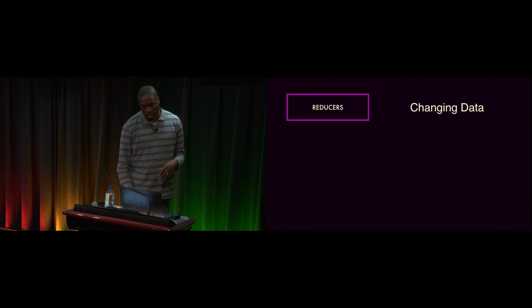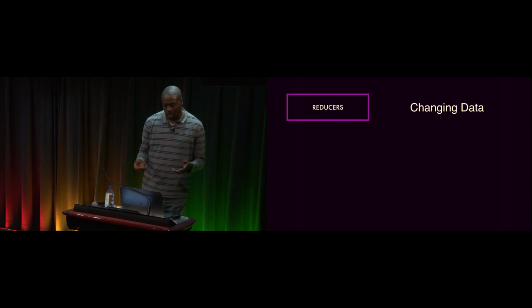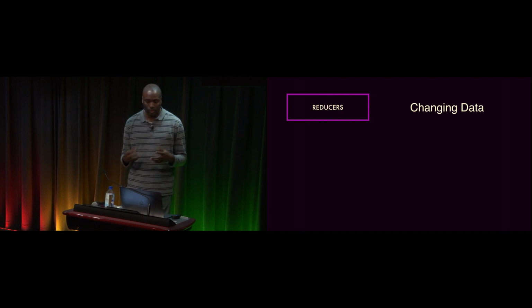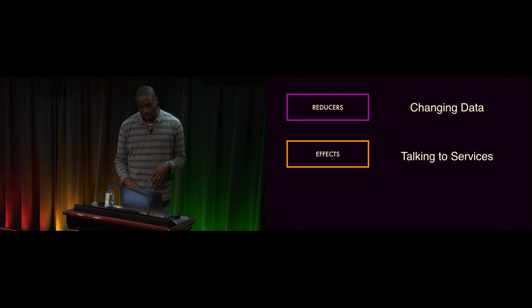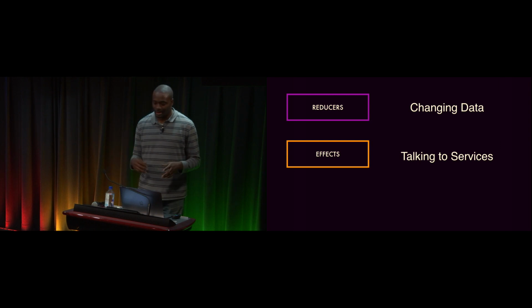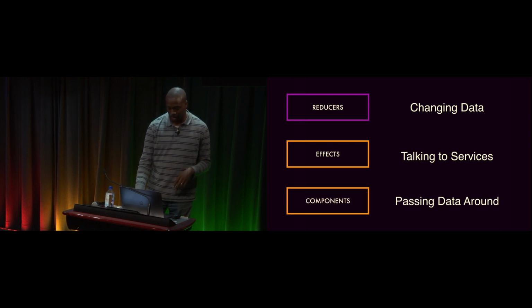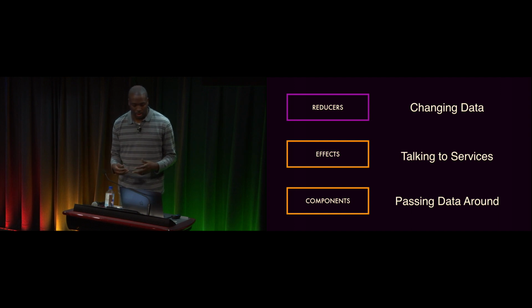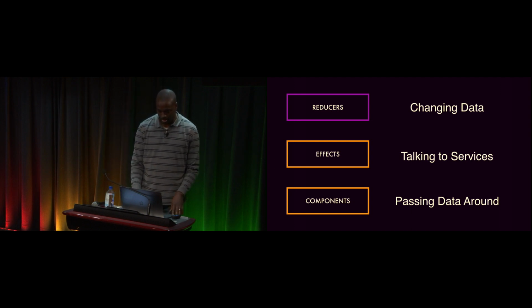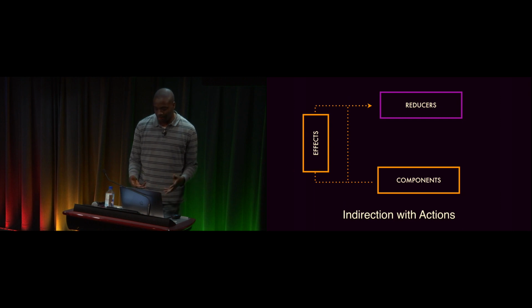So what we've done here through this indirection, now we can separate those responsibilities into isolated modules of code. We have reducers, which George talked about earlier, where we're changing data through pure functions. In the component where we were talking directly to the service before, now we're using effects or side effects to isolate that interaction there. And the components are using selectors to get data. And so we have that indirection with these actions.